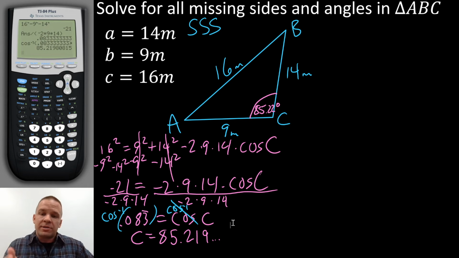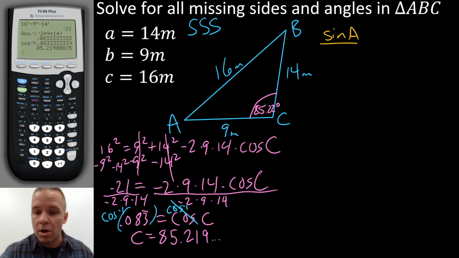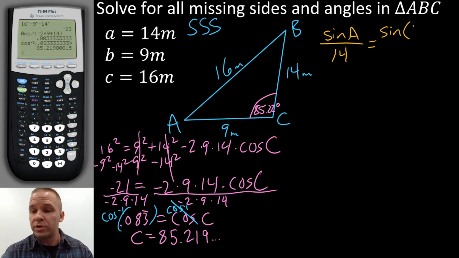All right, so now I've got to solve for angle A or angle B. I'm just going to go top down. I'm going to go to my next largest, which is angle A. And for this one, now I can use the law of sines, right? So I'm going to have sine of angle A over its known side length of 14 equals the sine of angle C, since I just found that. So sine of 85.219, dot, dot, dot, divided by 16 for that side.